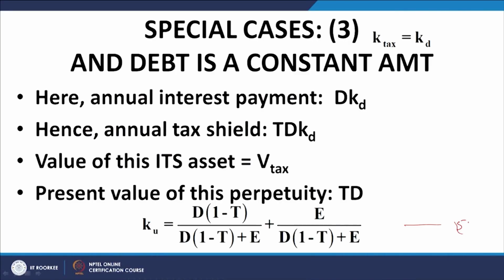Now, if debt is a constant amount, we can simplify the situation a little further. Annual interest payment would be equal to the amount of debt times the cost of debt, which is Kd. The tax shield would be T, the tax rate, times the amount of interest, that is T into D into Kd, and the value of this asset, assuming that it is a perpetuity at the riskiness of Kd, would turn out to be T into D. I repeat, the annual tax shield works out to T into D into Kd. You value this as a perpetuity at the cost of debt, and you get the contribution of the tax effects to the appreciation in the value of the firm as T into D. This leads us to equation number 5 for calculating the unlevered cost of equity and the levered cost of equity.